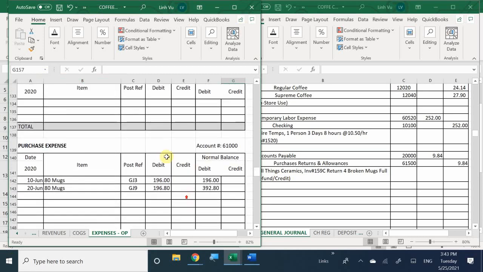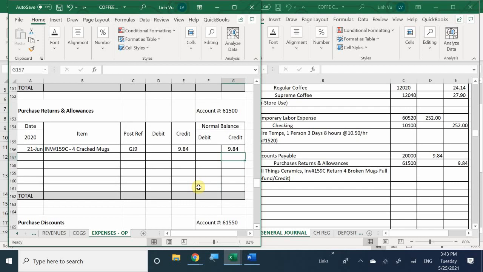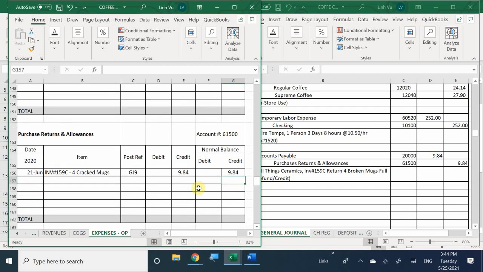It's a contra account to purchase expense. If a purchase expense is a debit, therefore it flows in the opposite direction. So in this case, it is a credit to the account. Good. Okay.